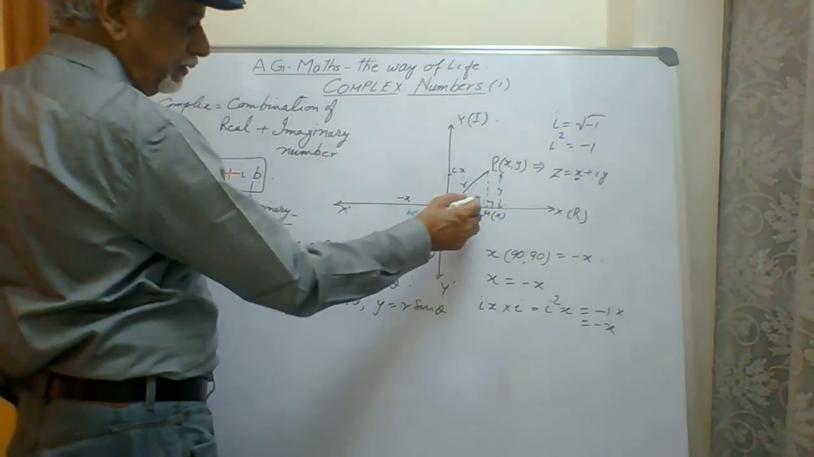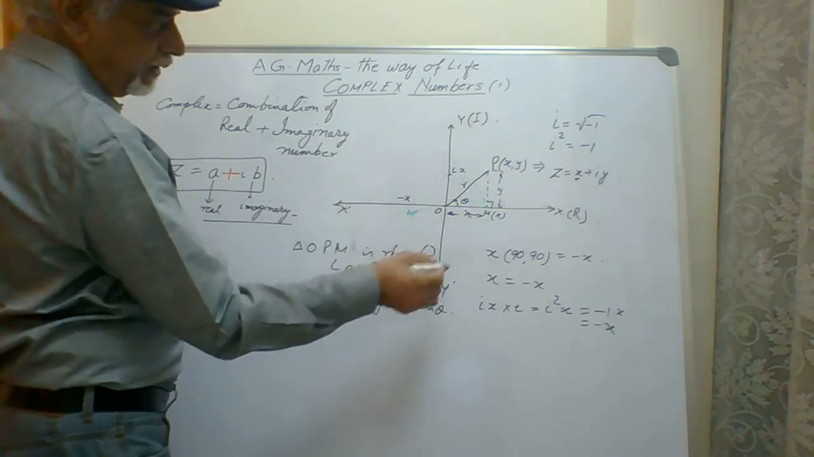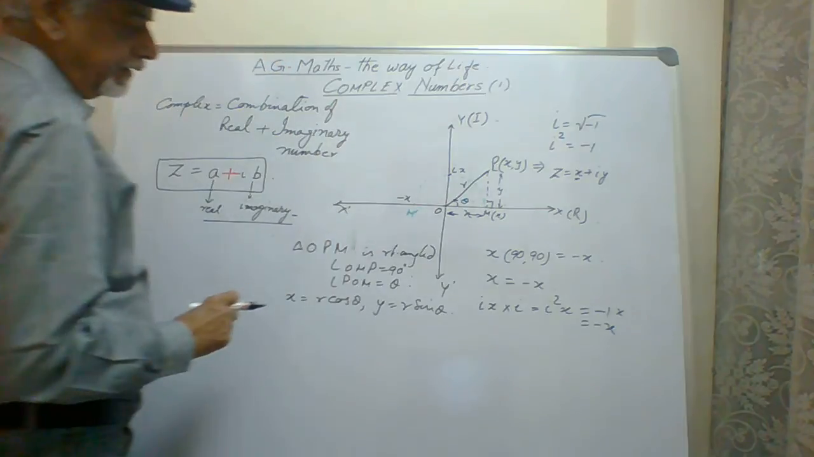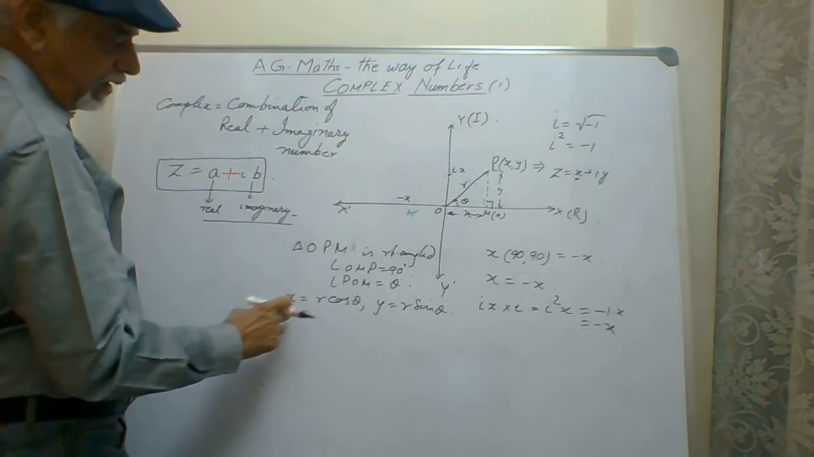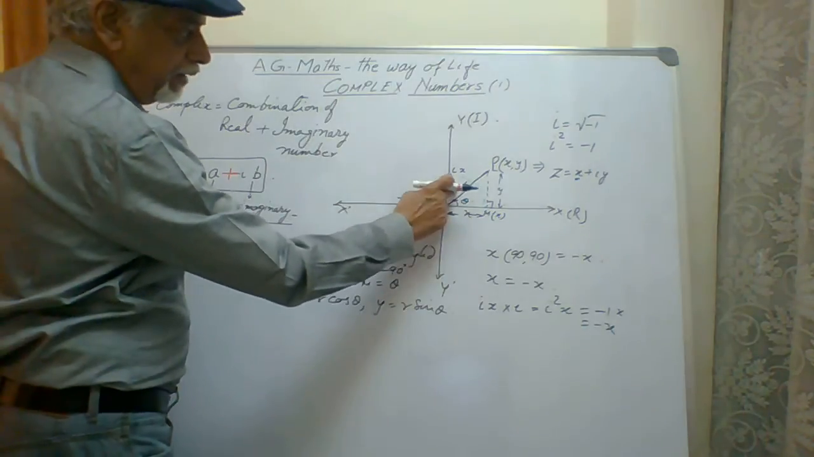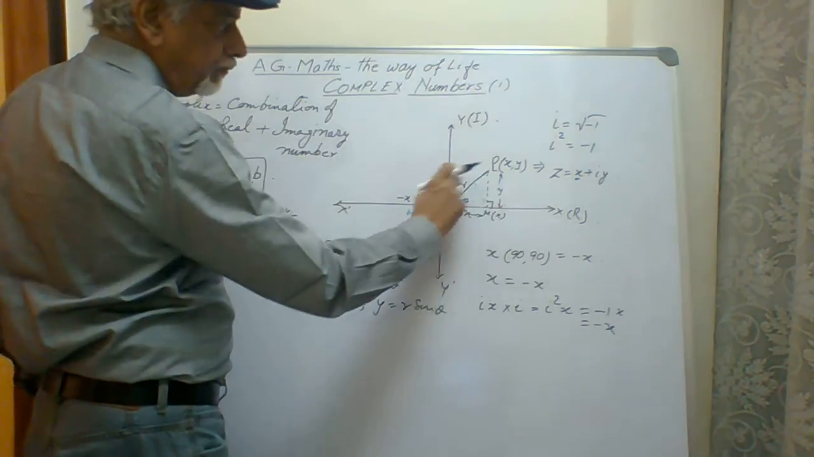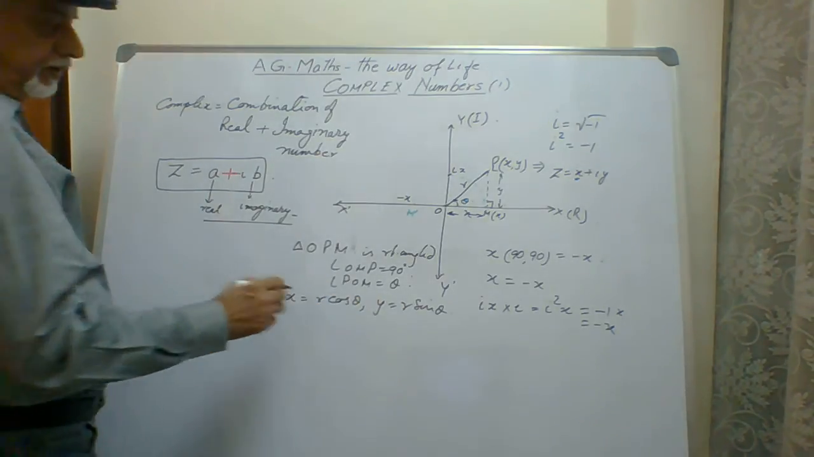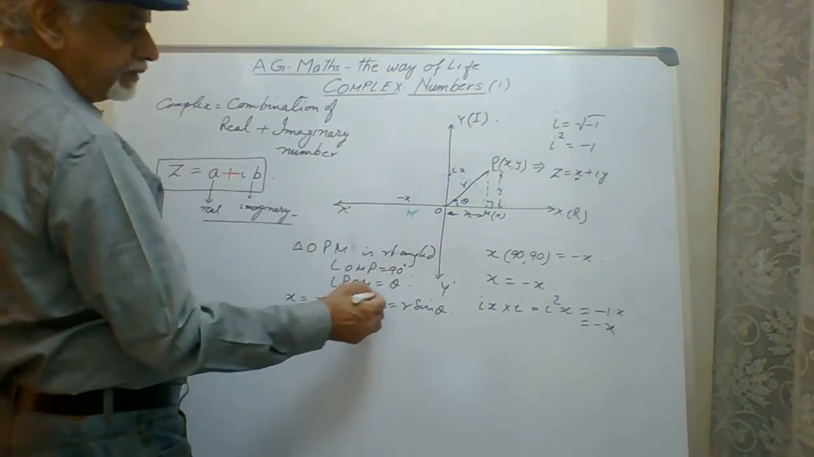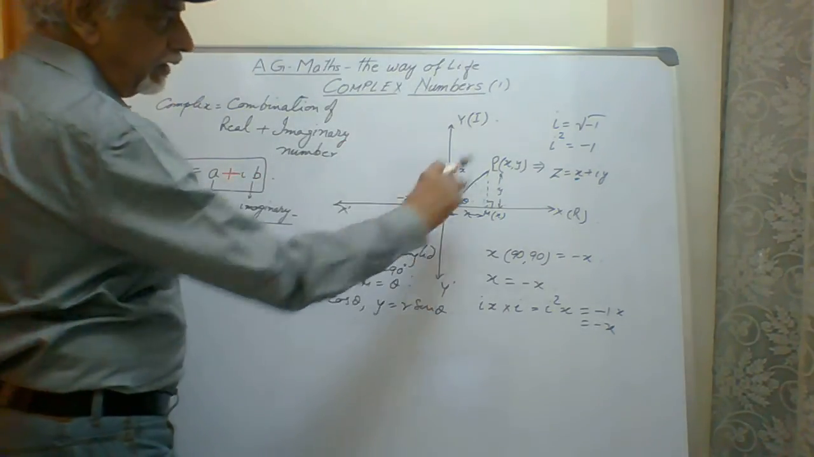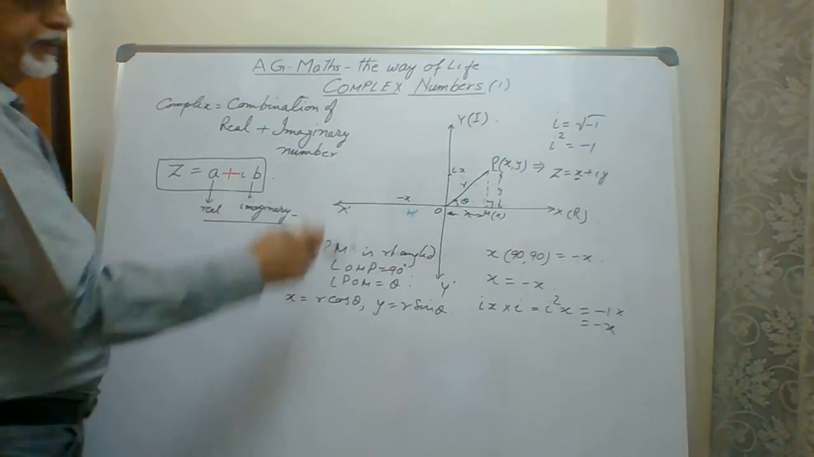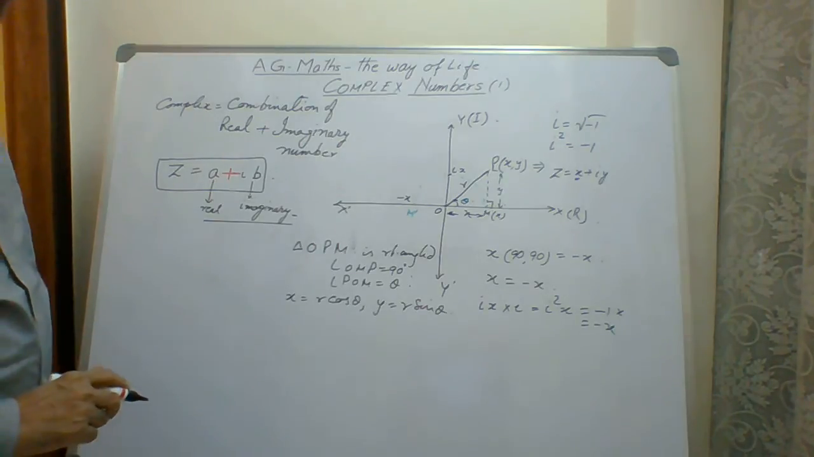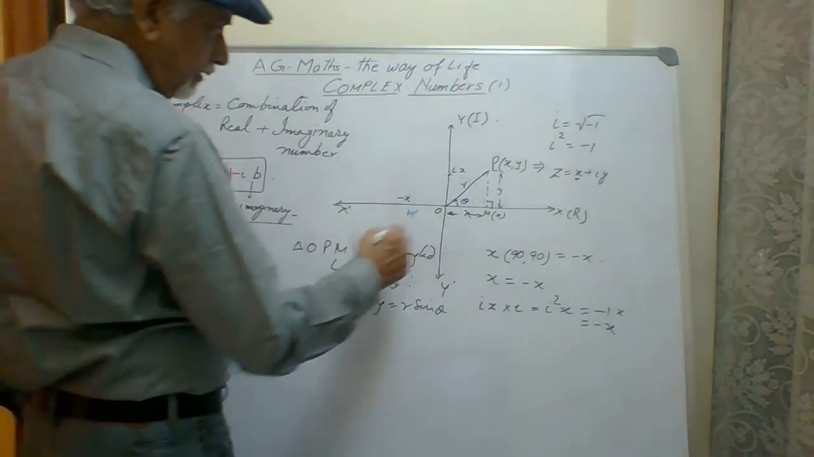X is what? The base part. Cos theta is base by hypotenuse, so we can say R times cos theta is x, or x by R is cos theta. Base by hypotenuse is cos theta and perpendicular by hypotenuse is sin theta. Now this is also represented as R cos theta and R sin theta. R sin theta will also get I multiplied, so it will become R cos theta plus I R sin theta.